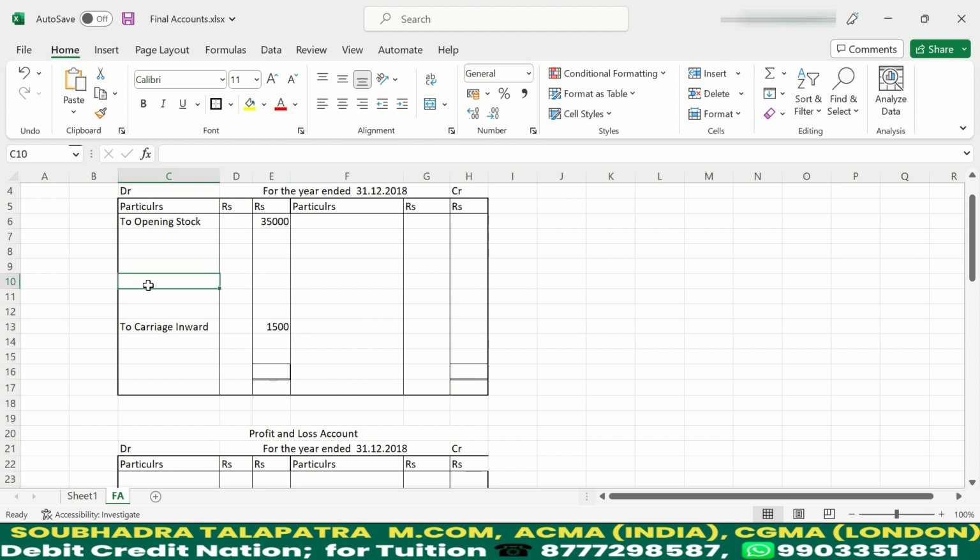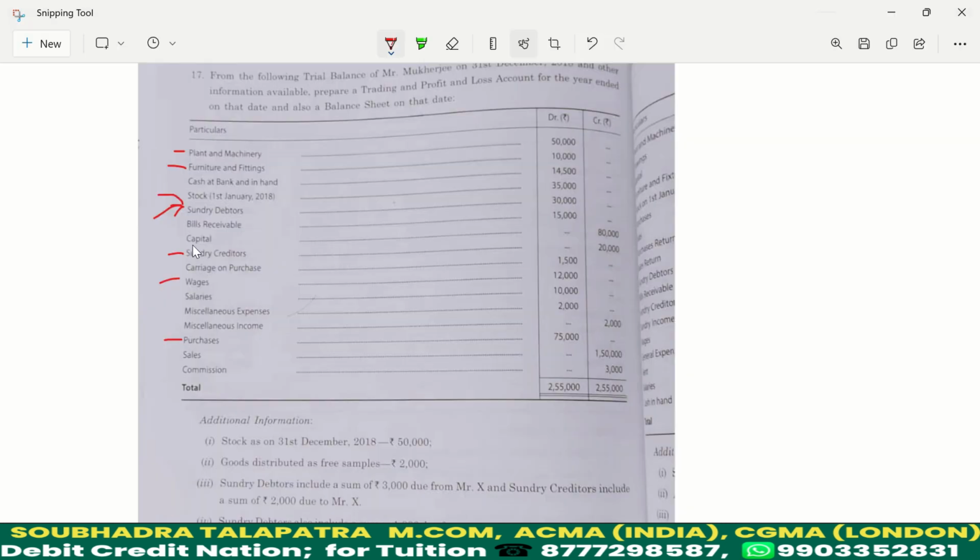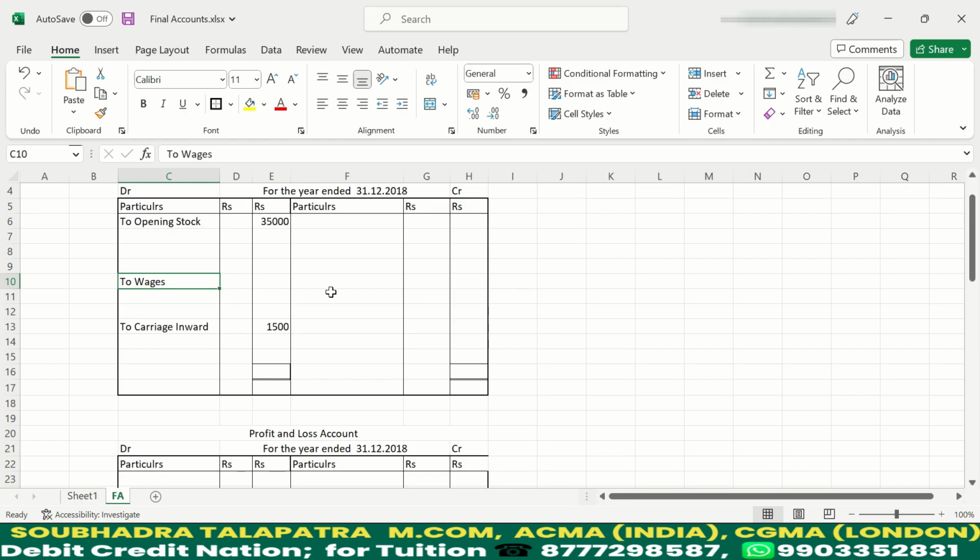The people who do all the labor, who convert the raw materials into finished goods, we have to pay them wages. Without them the production will be hampered. That's why wages is a direct expense and it will appear in the trading account. Wages has an adjustment, so I'll put it in the inner column, 12,000.